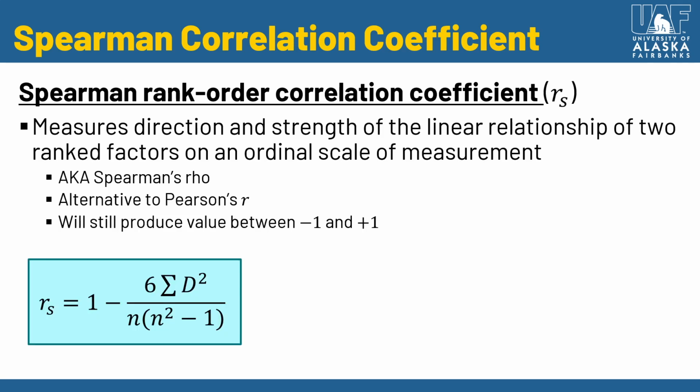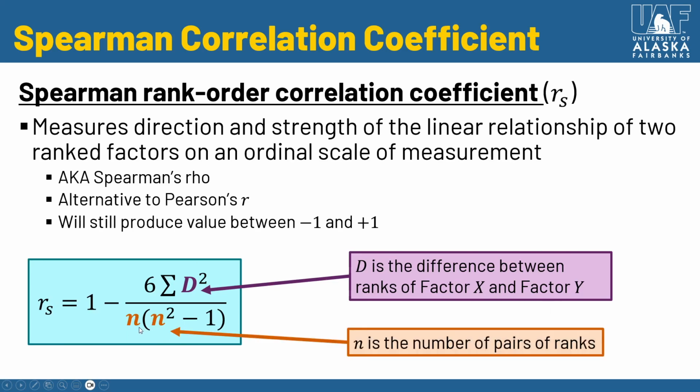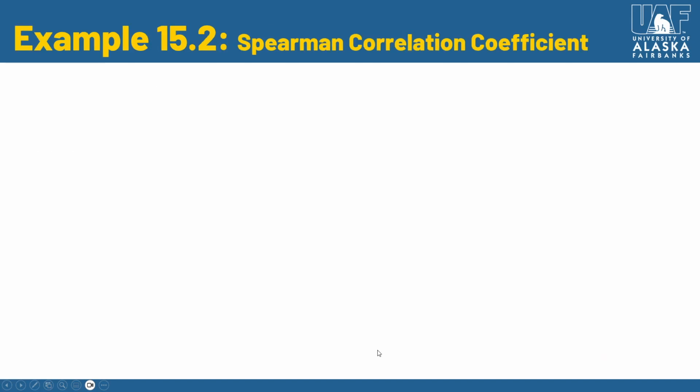Spearman, now we're doing categorical. This formula looks scary, but we'll still get a value between minus 1 and positive 1. So here's Spearman's rho. In this case, we're looking at ordinal variables, so there's some ranking system, or there's some order to the categories. Here, D is a difference. D is the difference between the ranks of factor X and factor Y, and N is the number of pairs of ranks.